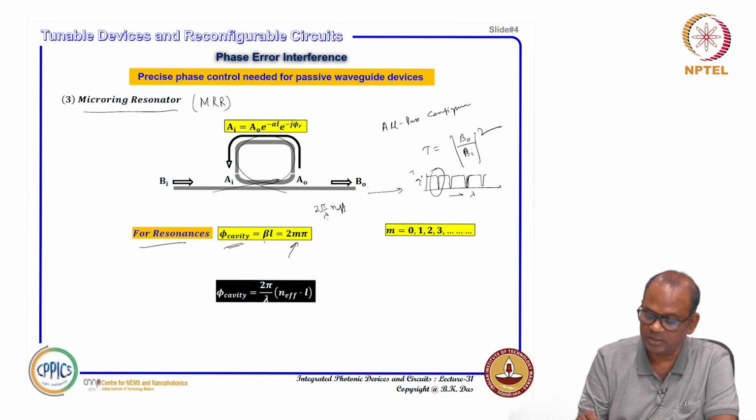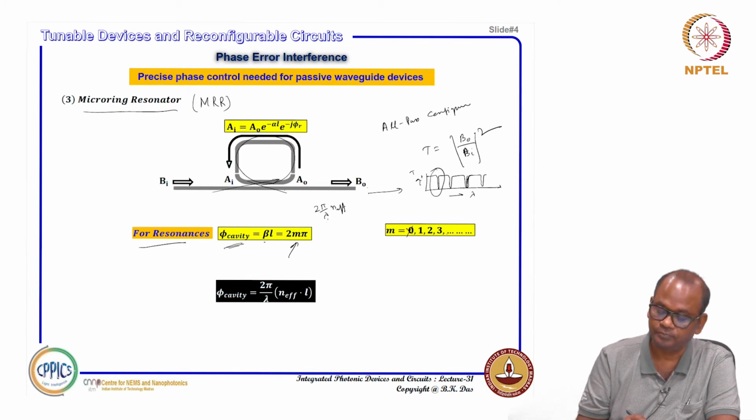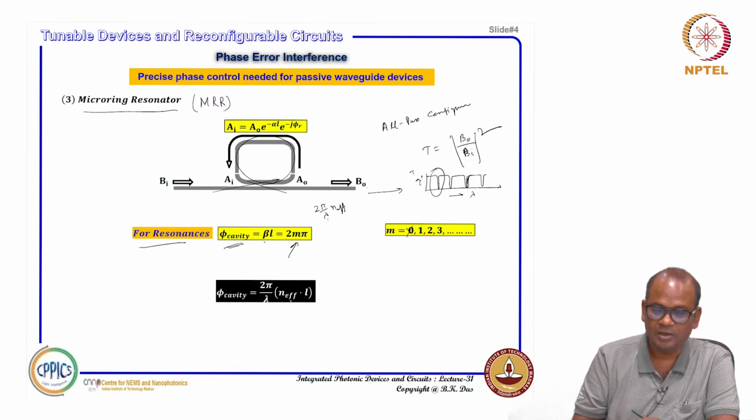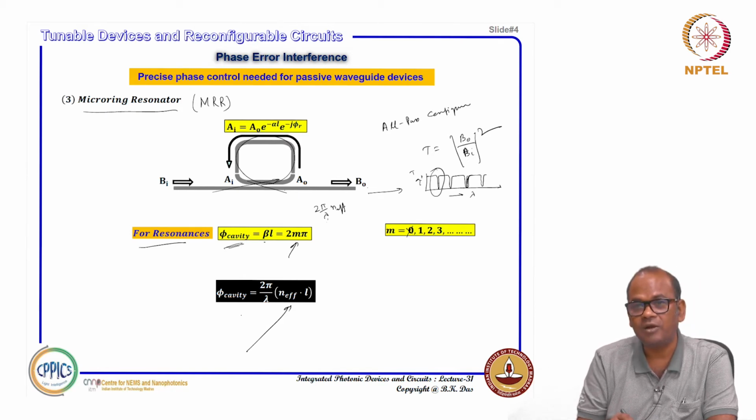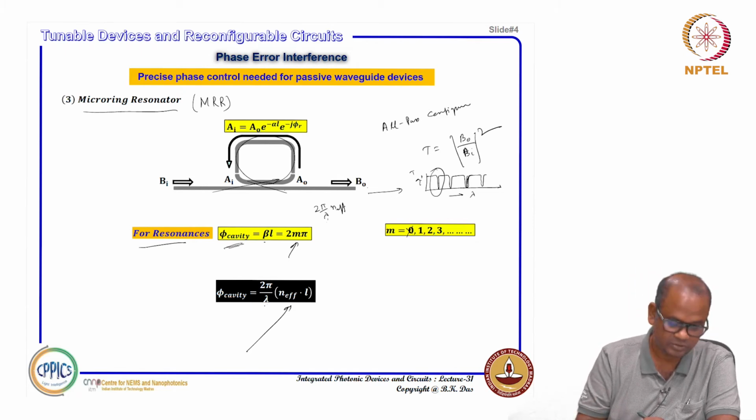Okay, m is the integer. Obviously it should not be 0. If m equals 0, the round trip phase cannot be 0, so 0 need not be considered. It can start from 1 and so on. And then this phi cavity, we can say, is 2 pi by lambda n effective L. Again, if there is any error in n effective compared to your desired design, you may not get the desired wavelength of resonance. I will explain more details in the next couple of slides later.